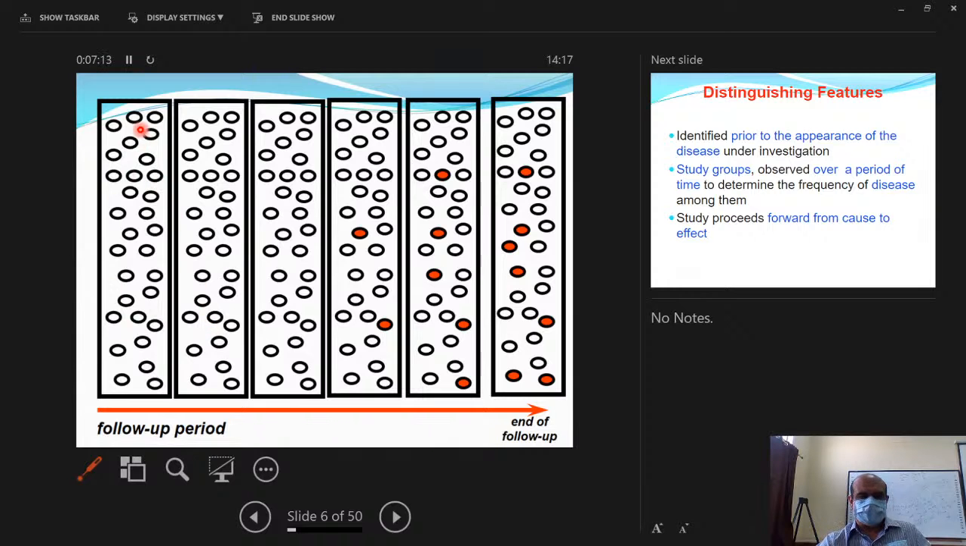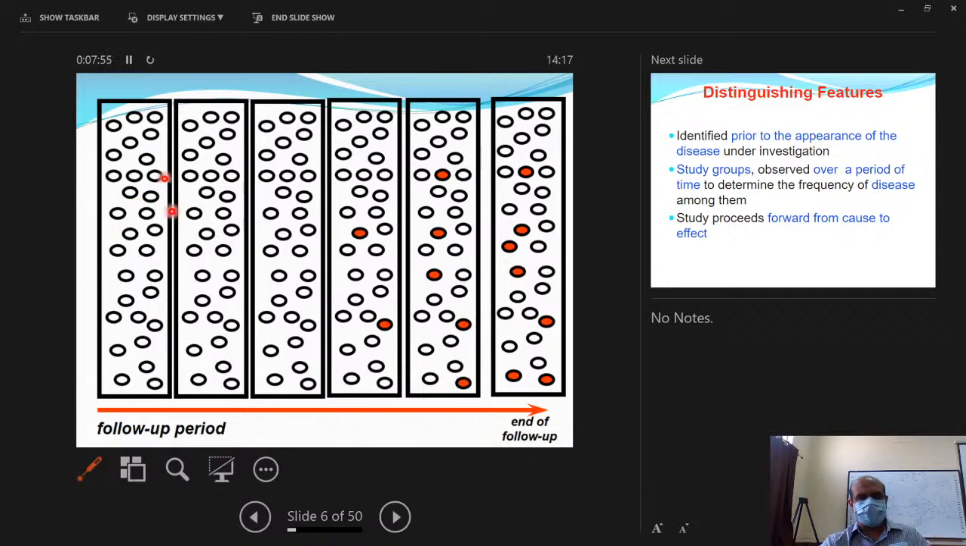So you will take a group of people and start following them in, for example, 2020, then 2021, then 2022, then 2023, then 2024, then 2025. If you follow them like this for 5 years, and you define that you will follow them for the first 6 months, January to June, and in each 6 months you follow them up periodically, and then you will see how many people develop incidence.